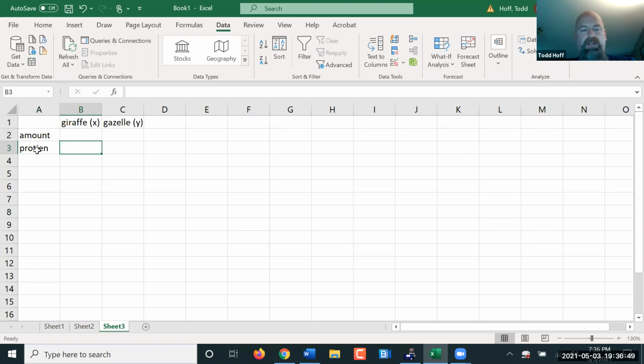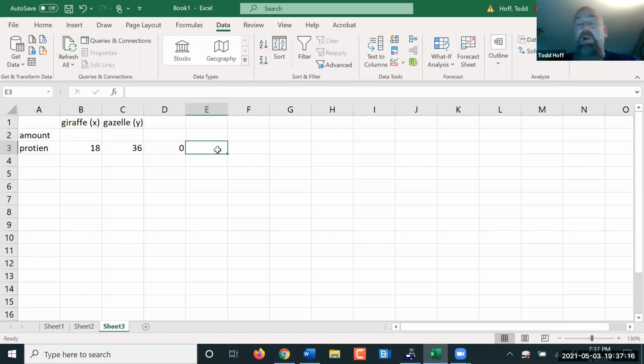Protein is the first constraint. There's 18 grams of protein in the giraffe and 36 grams of protein for the gazelle. So we need to write this as an equation. The equation here is the amount of protein per pound for the giraffe times the number of pounds for the giraffe, plus the amount of protein per pound for the gazelle times the number of pounds for the gazelle. Right now, that's going to be 0 because these two cells have nothing in them.